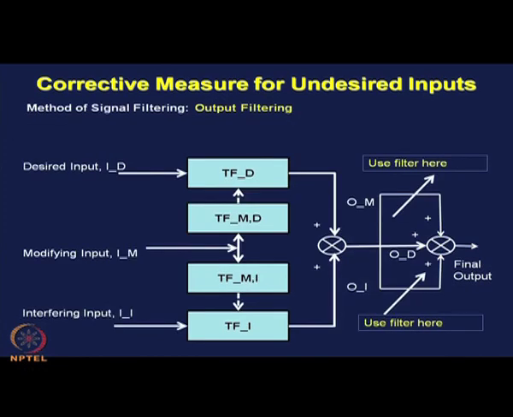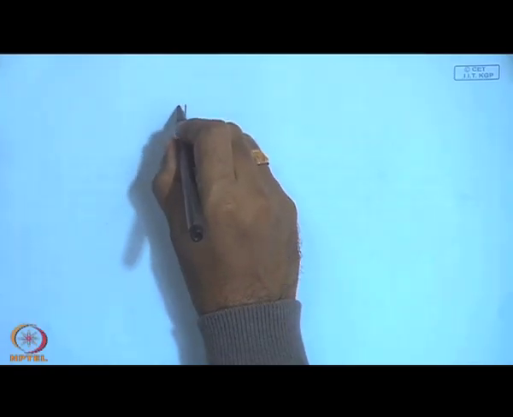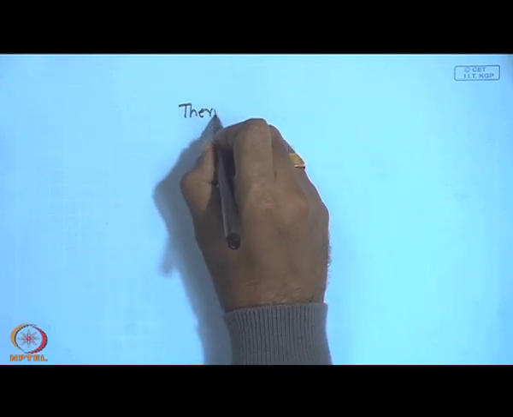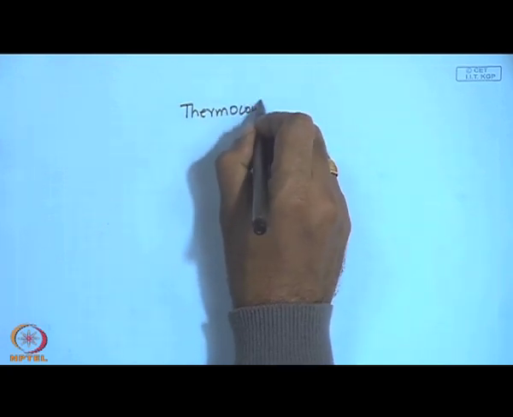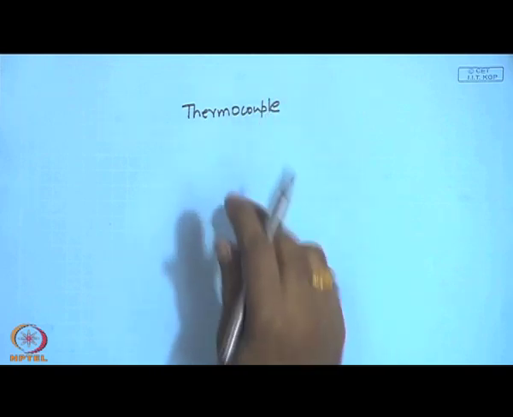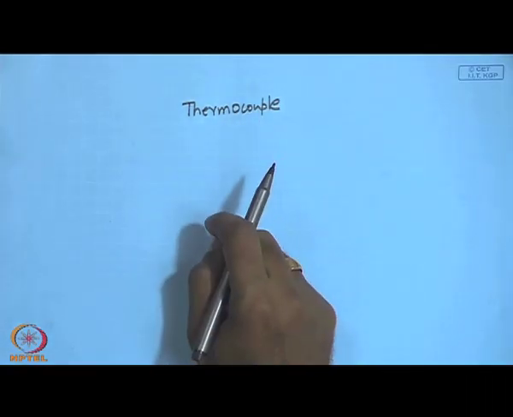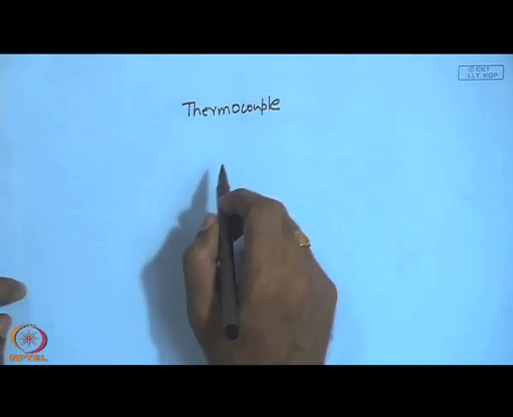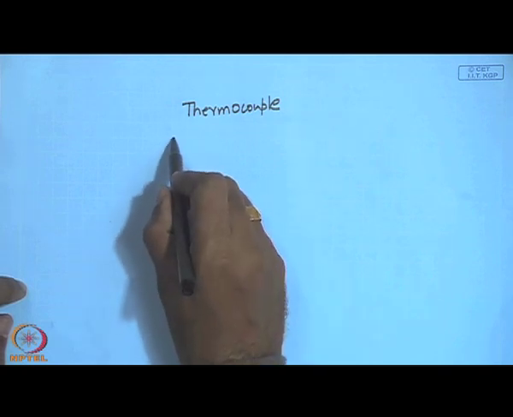So, now let us take an example of input filtering. Let us consider a thermocouple. Thermocouple is a temperature measuring instrument.